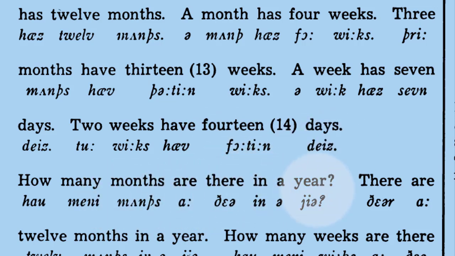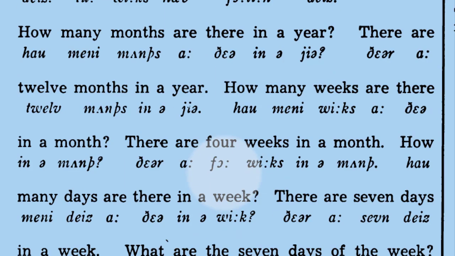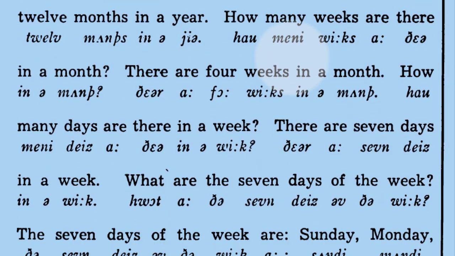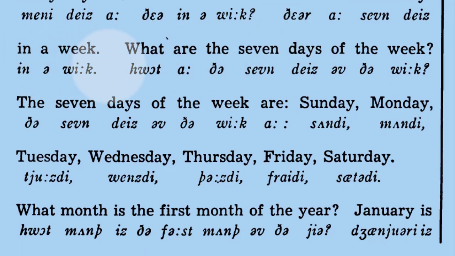How many months are there in a year? There are 12 months in a year. How many weeks are there in a month? There are 4 weeks in a month. How many days are there in a week? There are 7 days in a week. What are the 7 days of the week? The 7 days of the week are Sunday, Monday, Tuesday, Wednesday, Thursday, Friday, Saturday.